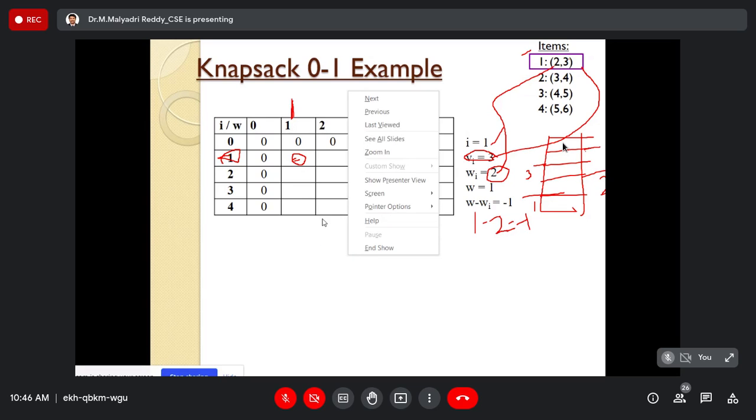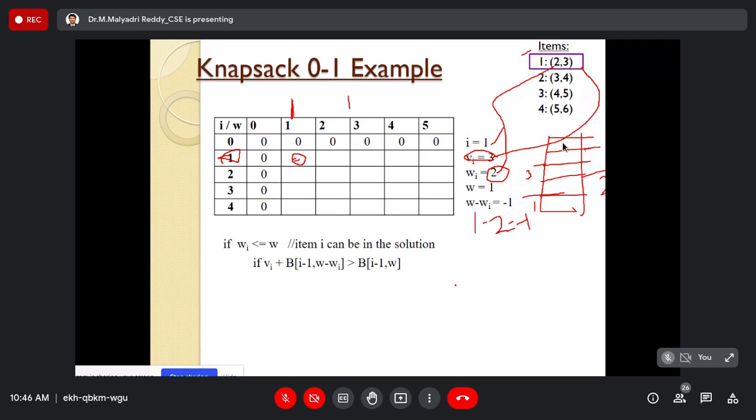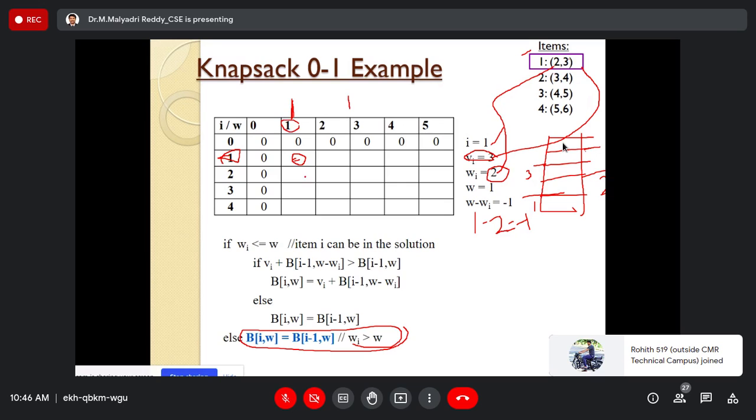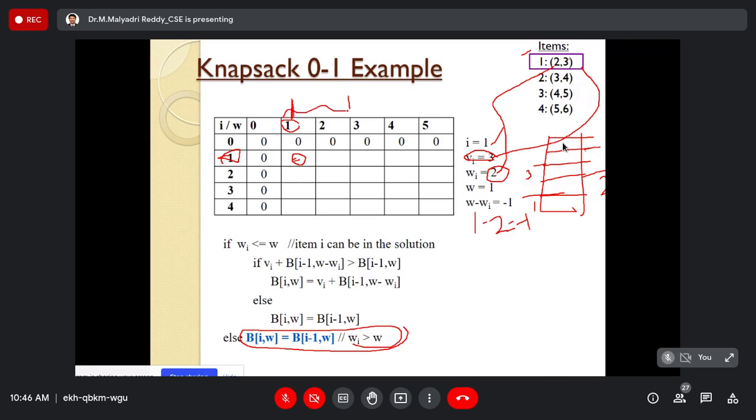Here the condition fails. Why? Because here the bag capacity is only 1 kg, but I have 2 kgs. So that is why I need to connect these 2 parts.